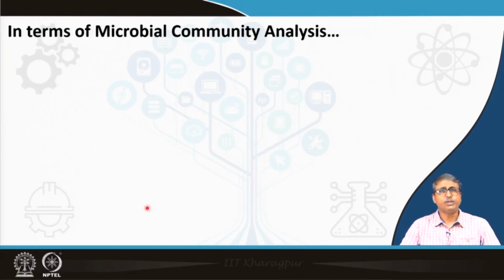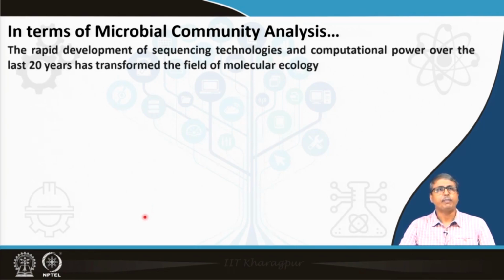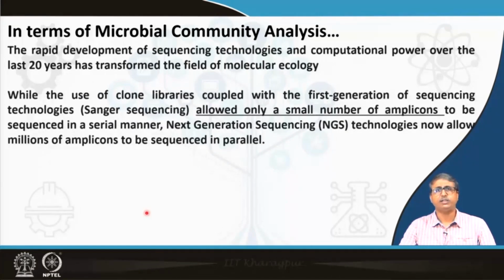In terms of microbial community analysis, next generation sequencing is going to be very important, and in the last 20 years or so there has been a huge development in sequencing technology which actually transformed the field of molecular ecology. While the use of clone libraries coupled with the first generation sequencing technology, that is Sanger, allowed only a small number of amplicons to be sequenced in a serial manner, next generation sequencing technologies now allow millions of amplicons to be sequenced in parallel. This is what I was mentioning earlier.